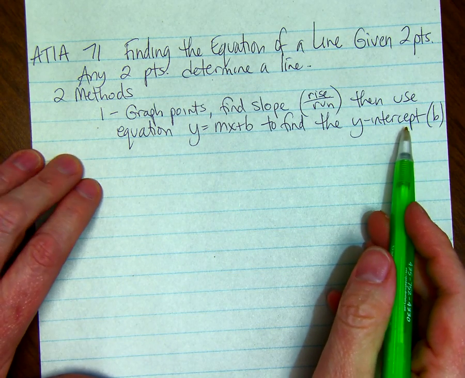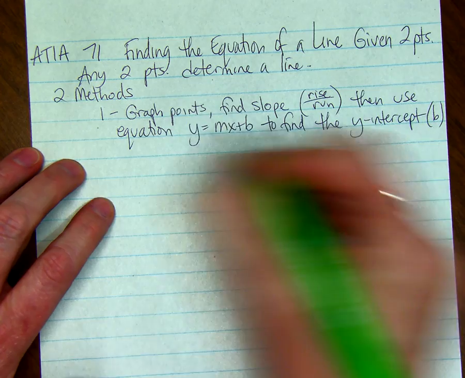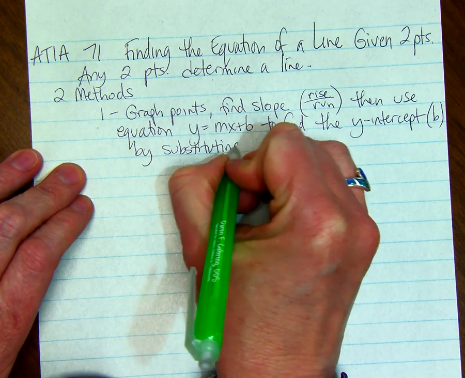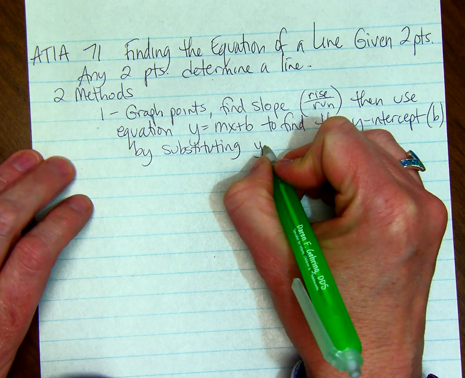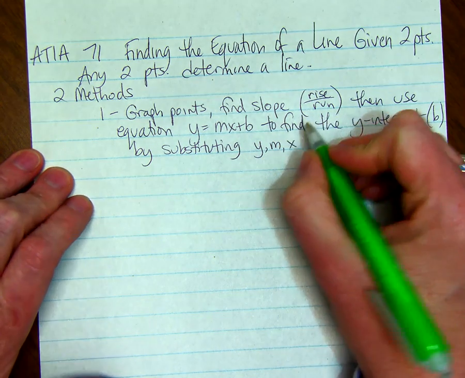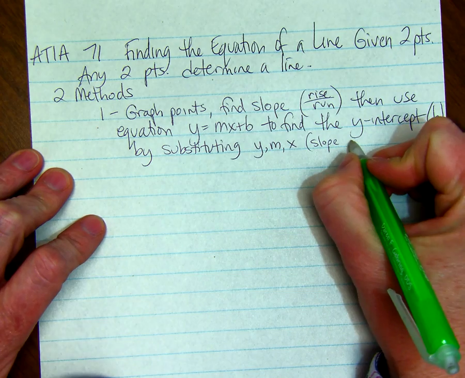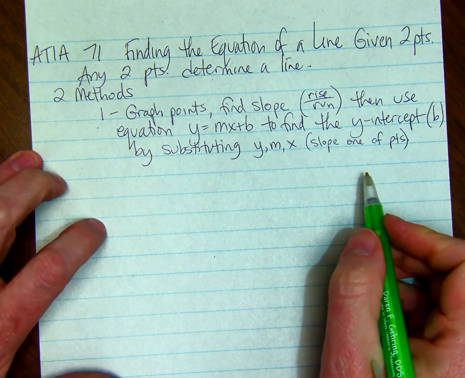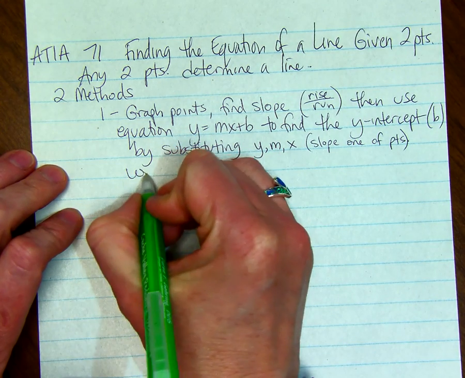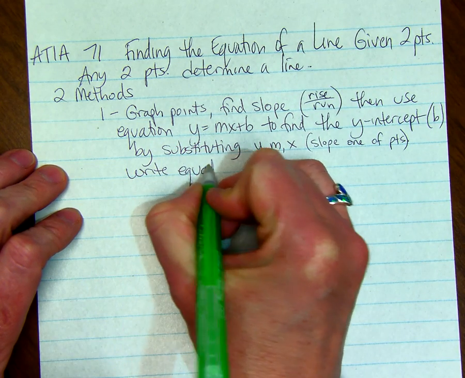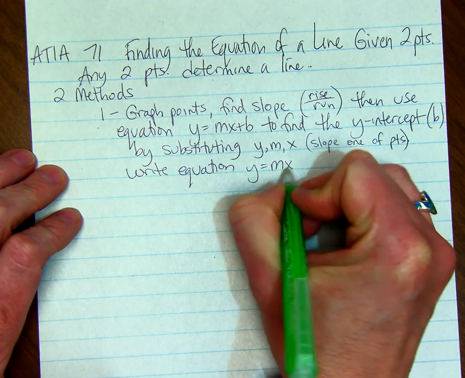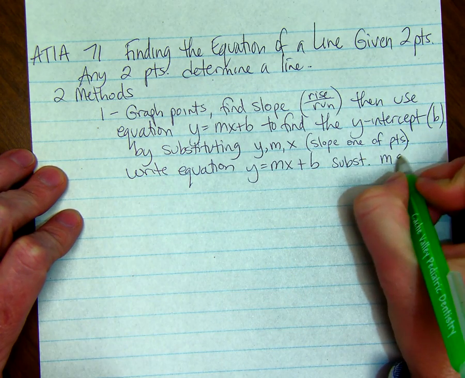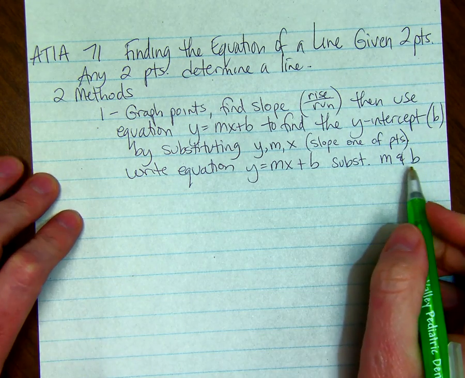You're going to find b by substituting y, m, and x, which is the slope, and one of the points. It doesn't matter which one you choose. They're giving you 2. Then write the equation y equals mx plus b, substituting m for slope and b for the y-intercept.